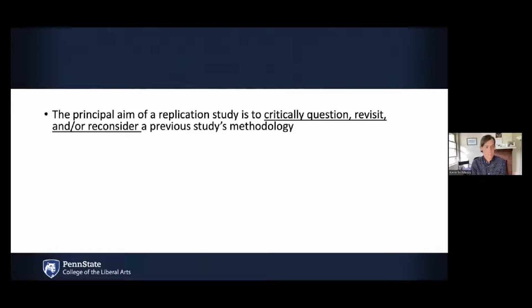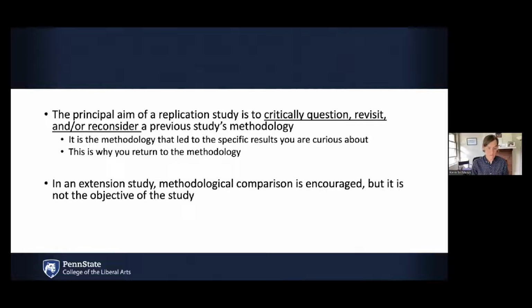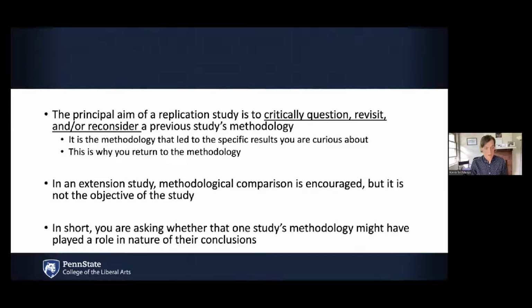So here we go. The principal aim of a replication study, therefore, is to critically question, revisit, and reconsider a previous study's methodology. It's the methodology of that specific study that you're curious about, and that's why you return to the methodology. And clearly in an extension study, you're likely going to make comparisons, but it's not the objective of what you're doing. You're not setting out to repeat the methodology of one previous study.